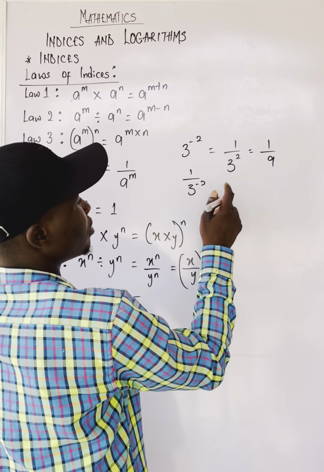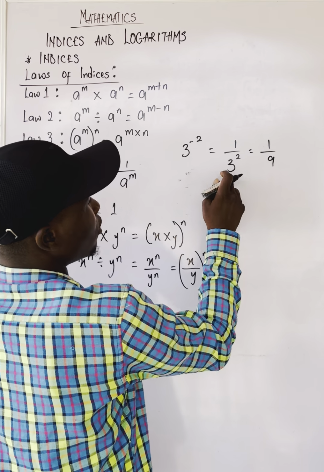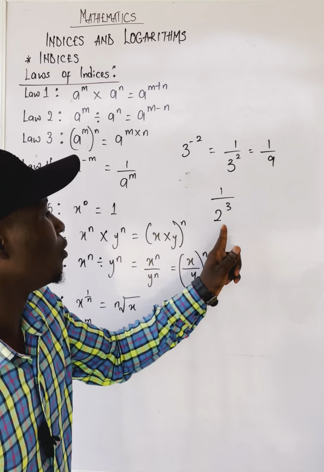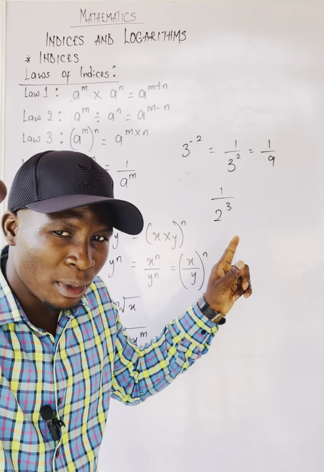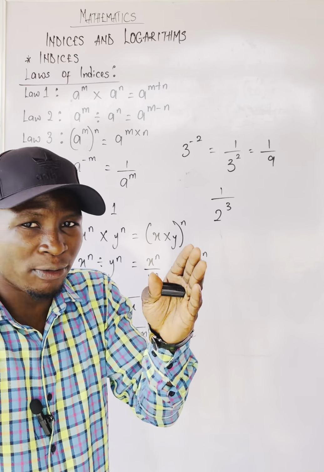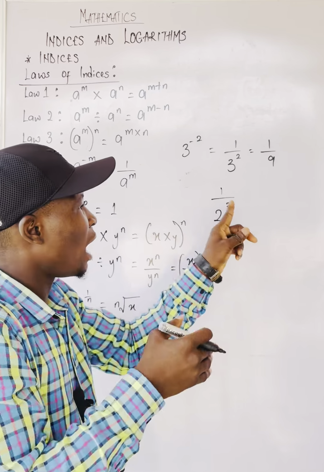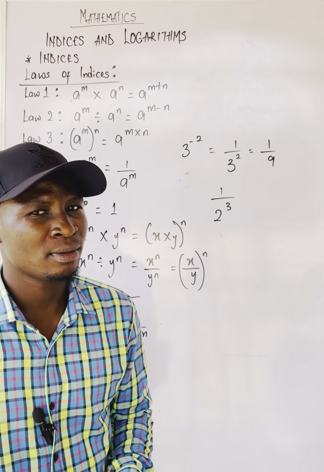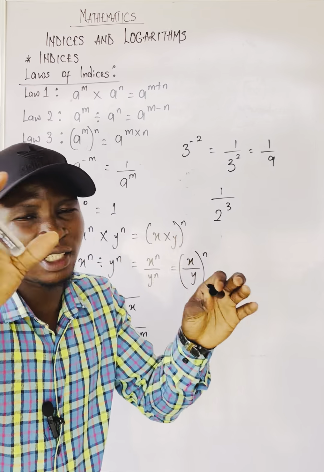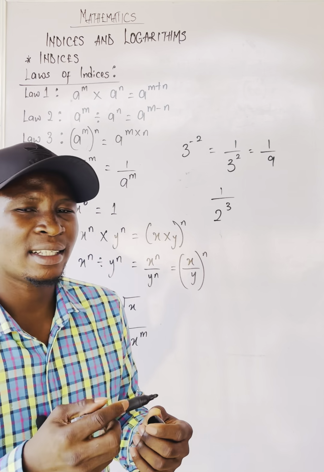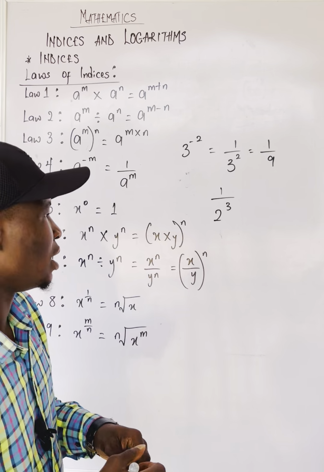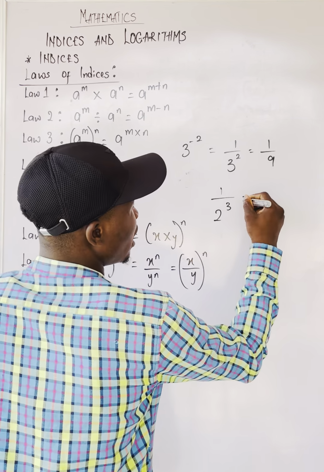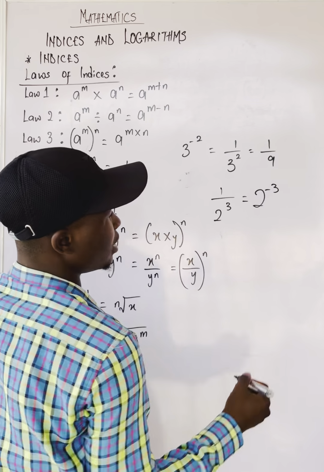Let's say I have 1 over 2 to the power of 3. Just pause the video and tell me another way to write 1 over 2 to the power of 3, and see if it's the same as what I'm going to say. Another way to write it will be 2 to the power of minus 3.